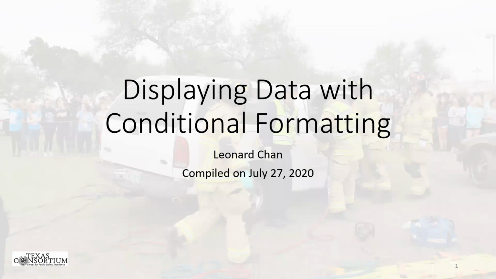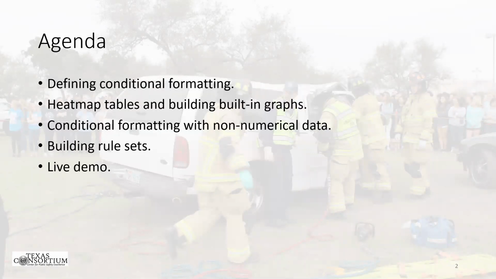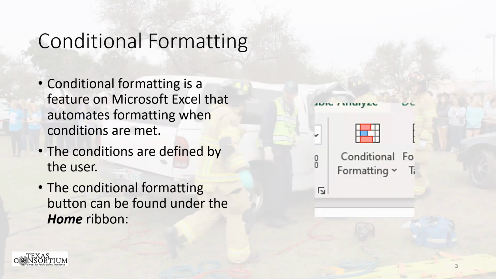So let's get started with displaying data with conditional formatting. I will go through the presentation, and then I'll go through a live demo with an Excel sheet. All right, so just an agenda, we'll talk about what conditional formatting is, heat map tables and built-in graphs, conditional formatting with non-numerical data, building rule sets, and then the live demo. Conditional formatting is a feature on pretty much every version of Excel, and it automates formatting when conditions are met. The conditions are set by the user, and the conditional formatting can be found under the Home ribbon.